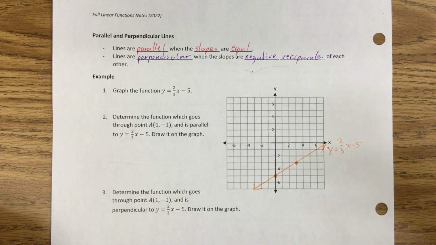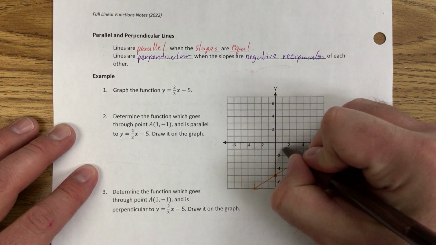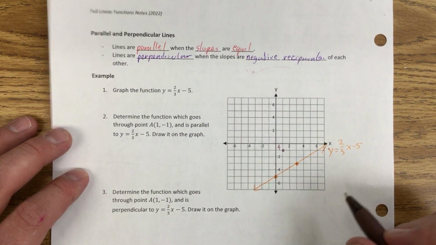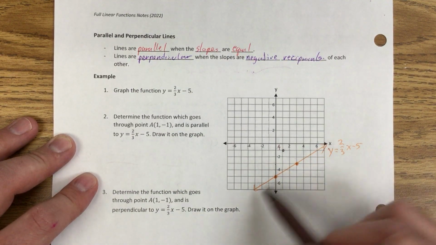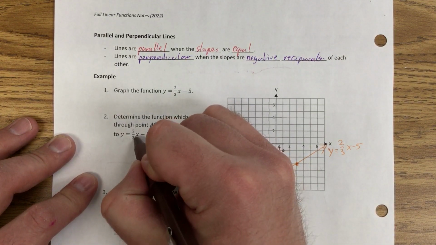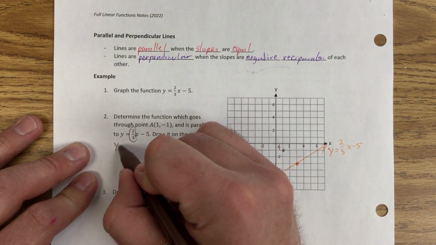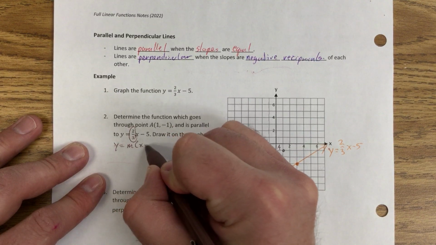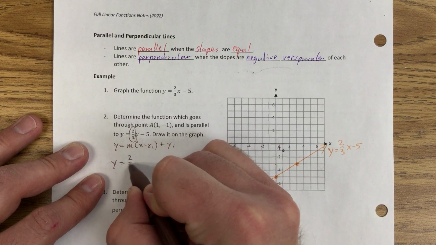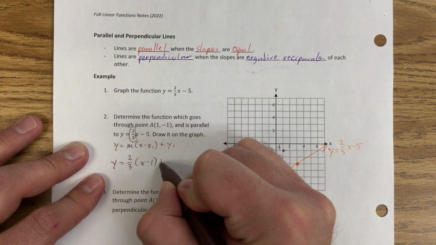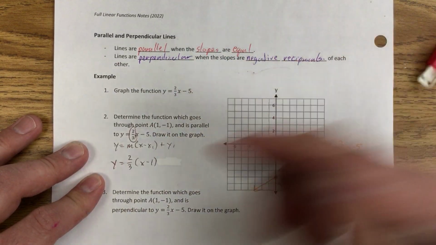Let's determine the function which goes through the point A. And now let's put A here, it's at 1, negative 1 right here. There's A. Okay, and is parallel to this line here. If it's parallel, that means it's going to have the same slope. So we're going to use the same slope right here, and we're going to use this as a point. So again, we're going to use y is equal to m times x minus x1 plus y1. So y is equal to 2 over 3 x minus 1 minus 1. Okay, let me get that a little neater. Minus 1. There we go.